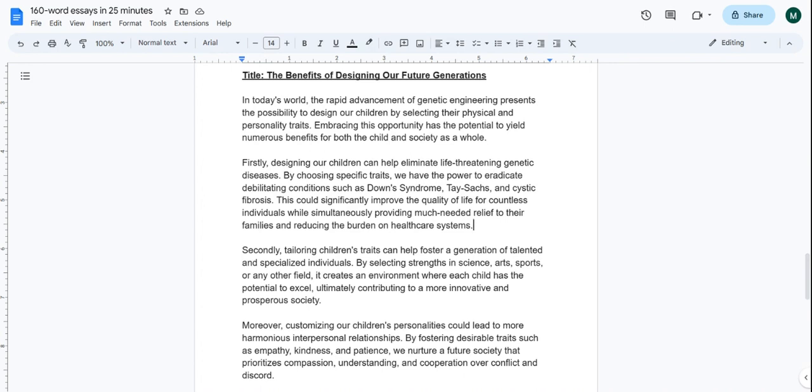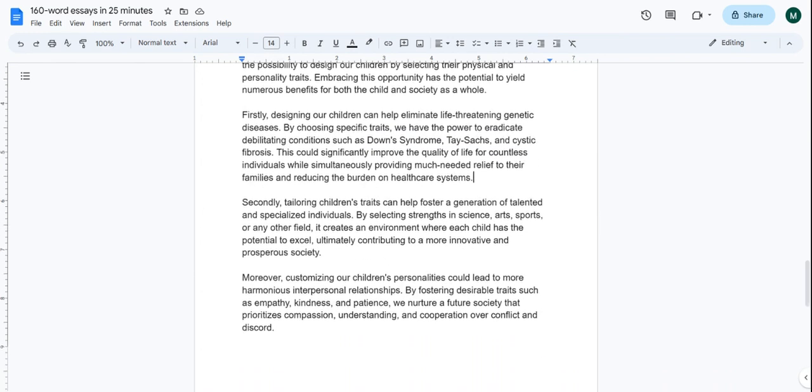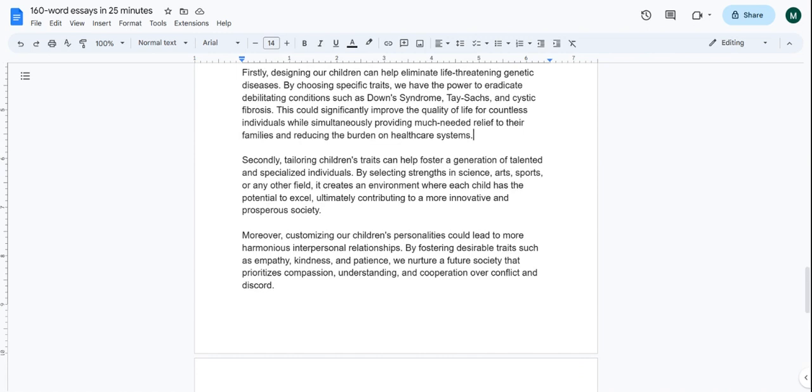Excellent point, AI, especially on the healthcare systems. I think that's really interesting. And again, we can have some pretty probably heated discussions about these debilitating conditions. But that's another thought, another discussion for another day.